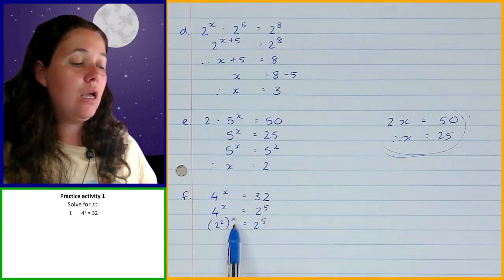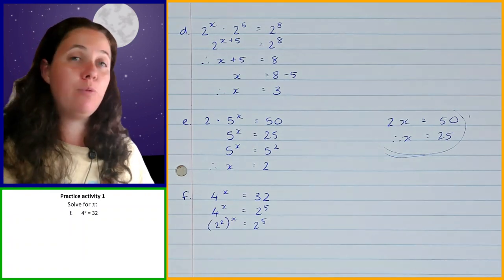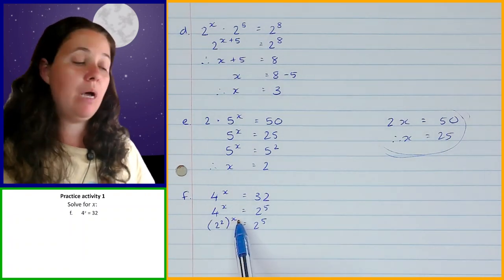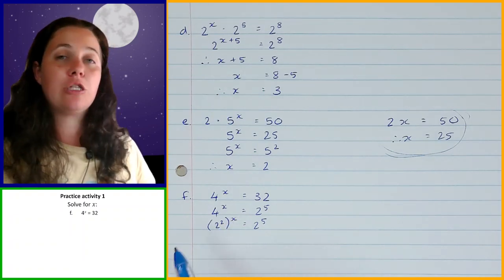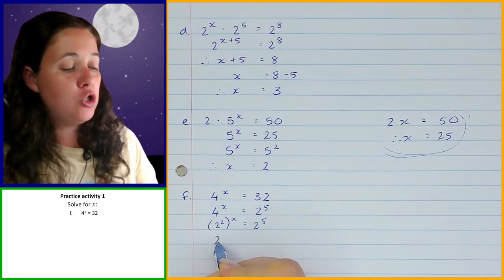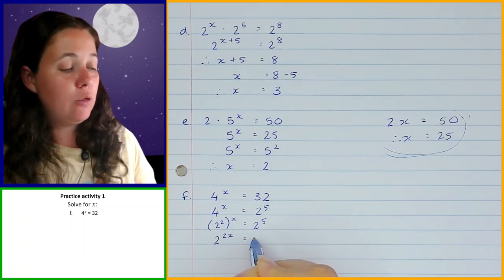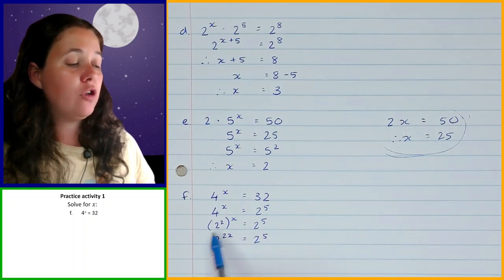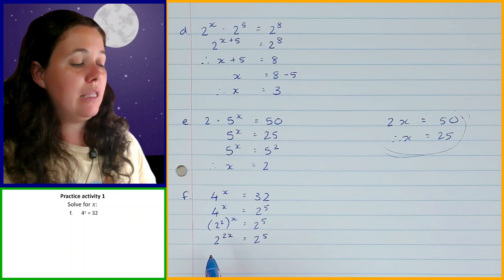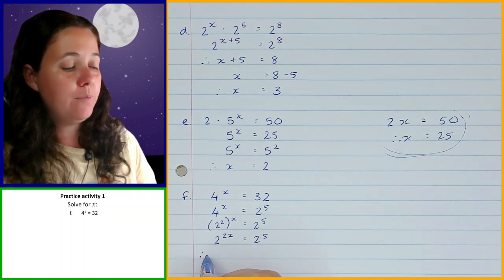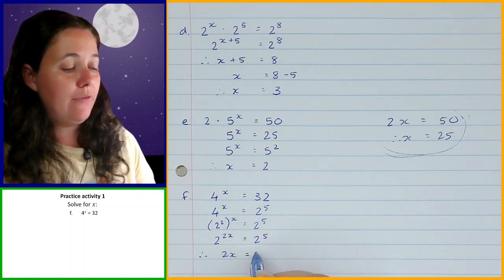Now over here we are going to be using the law that we have learned before, which is raising a power to a power, where we know if we raise a power to a power we have to multiply the exponents. So if I multiply 2 and x, that's going to give me 2x. So this is 2 to the power of 2x equals 2 to the power of 5. Once you've got that, we now have the same base. We can drop the base and make the exponents equal to each other. So therefore, 2x equals 5.